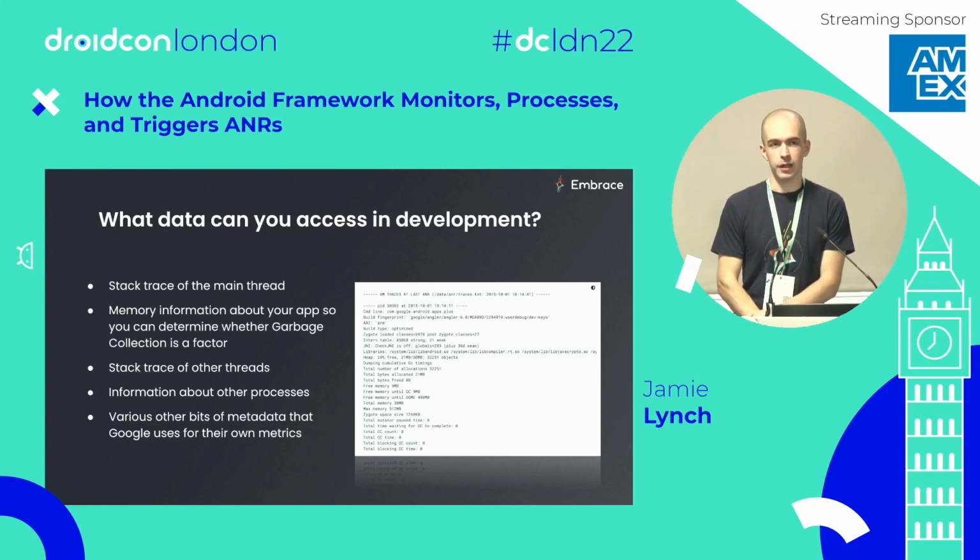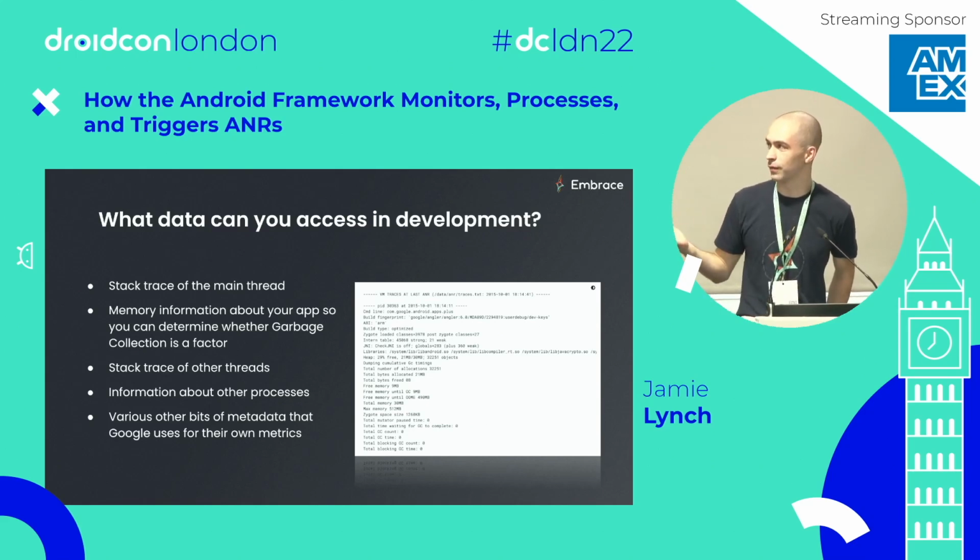So if this happens in a development environment, there's a few things you can access by pulling the trace file off your device. And honestly, this is kind of a best case scenario. The stat trace of a main thread, pretty much everyone who's looked into debugging an ANR will have seen. There's also a bunch of extra information like memory information, CPU usage, and bits that Google basically use for their own metadata, which can be quite useful.